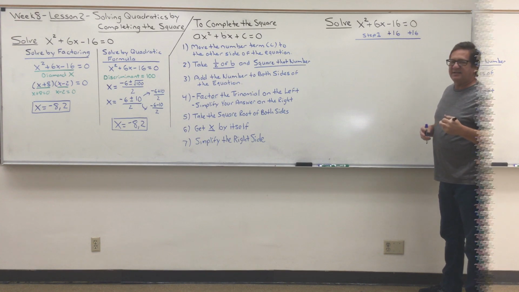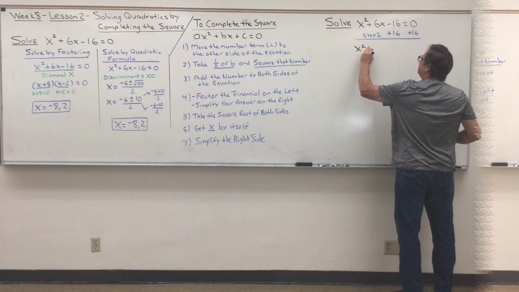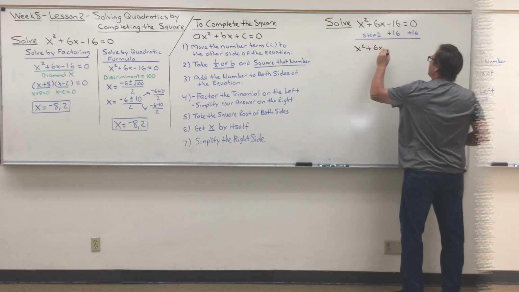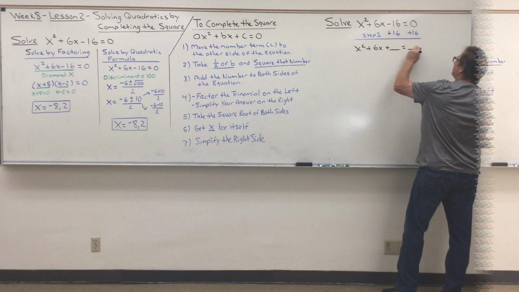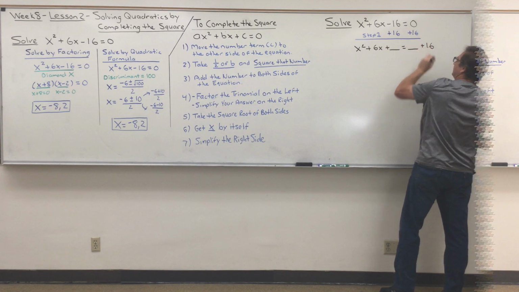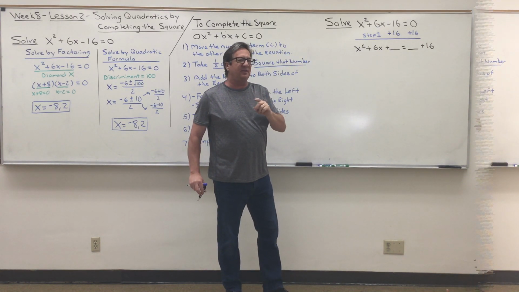So if we add 16 to the other side, it's going to look like this. X squared plus 6x. So we add 16 to both sides, but I want you to take a look at what we did.